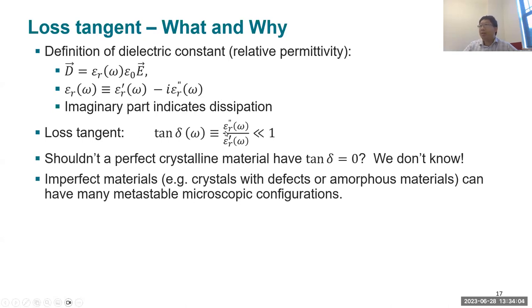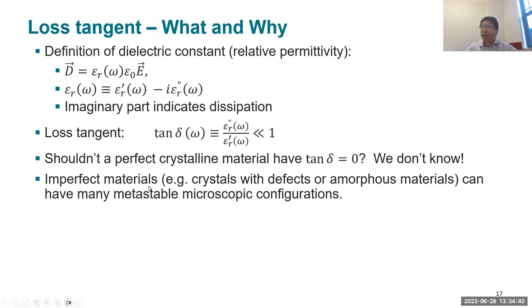One thing you may ask is, shouldn't a perfect crystalline material that we'd like to use just have a tan delta equal to zero? I think so far we don't even know. We don't even know if the material is perfect, whether the tan delta would just have to be zero. We don't have the resolution at this point. You can always ask what the precision of these conclusions is, whether it's zero or not.